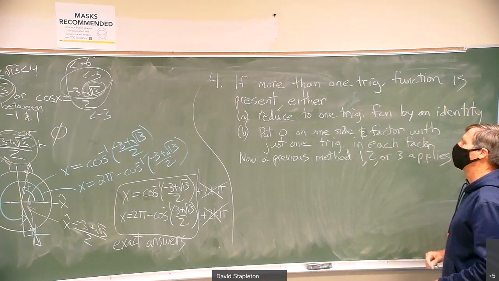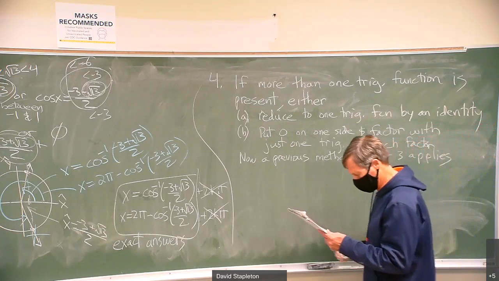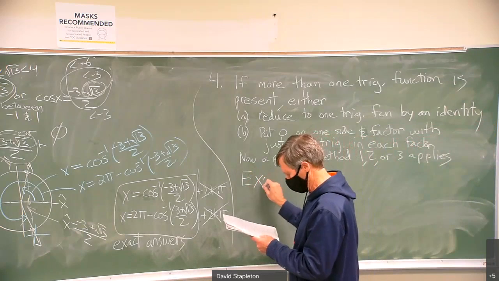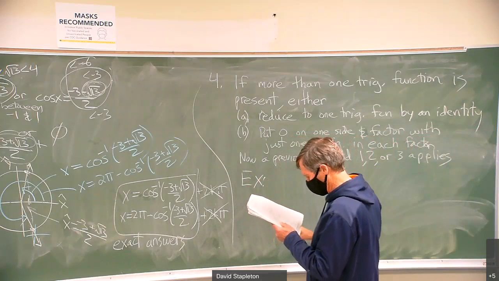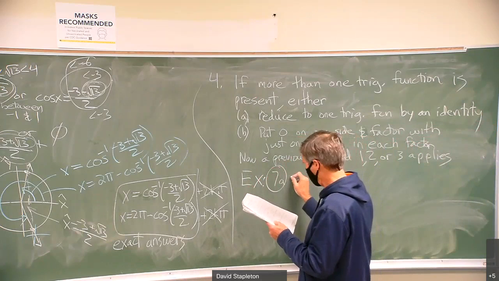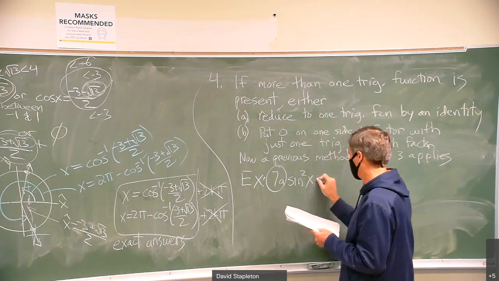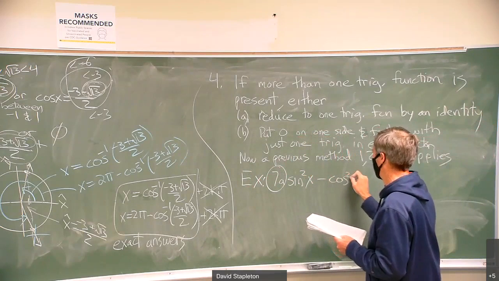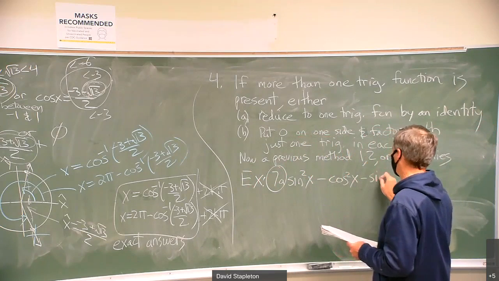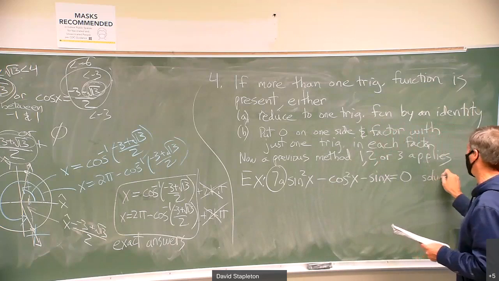Okay. So that's the last method. It's 1, 2, 3, 4. And here's a few problems now coming off the homework this time. Suppose I gave you this one. This is 7a. Sine squared x minus cosine squared x minus sine x equals 0. And again, solve on 0 to 2 pi.